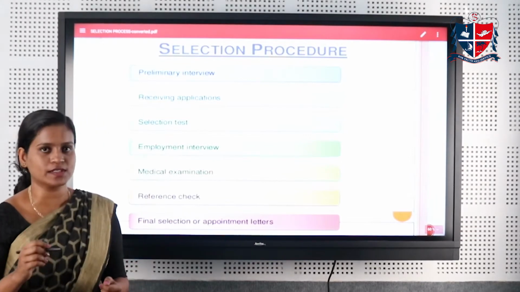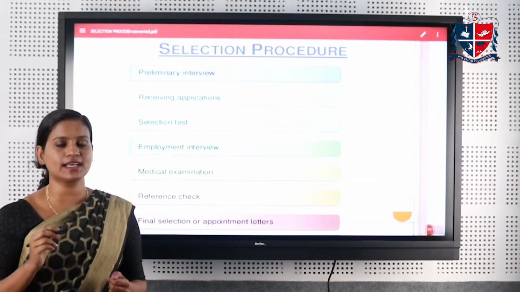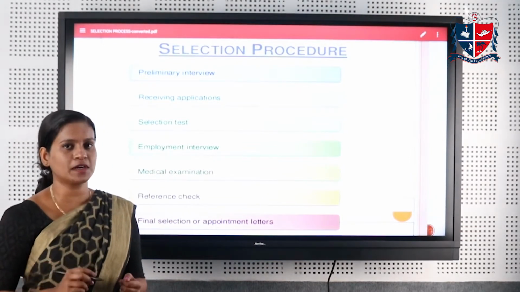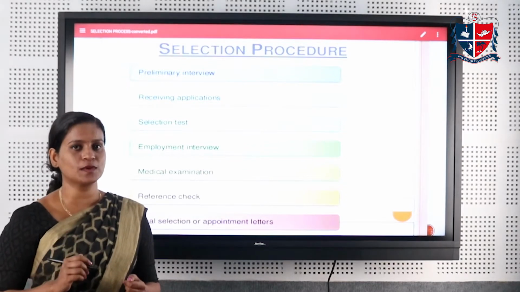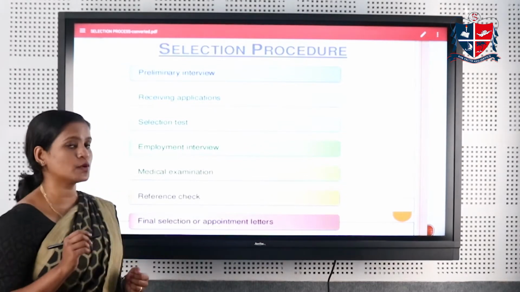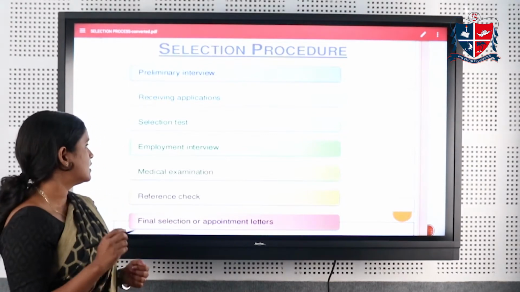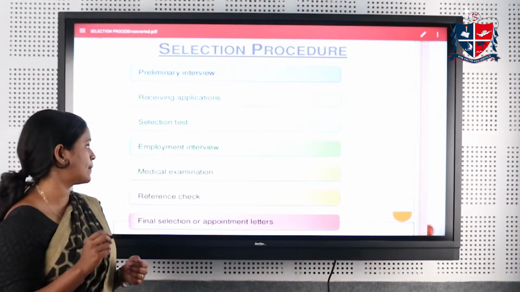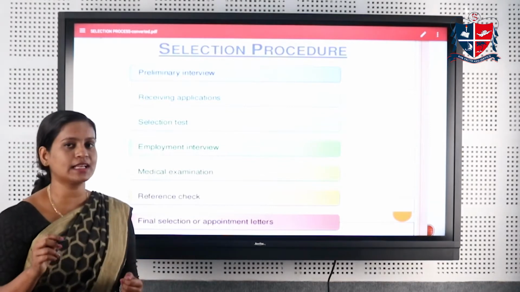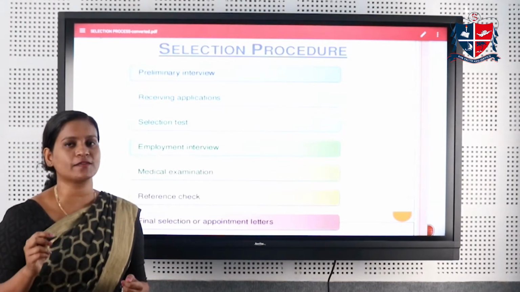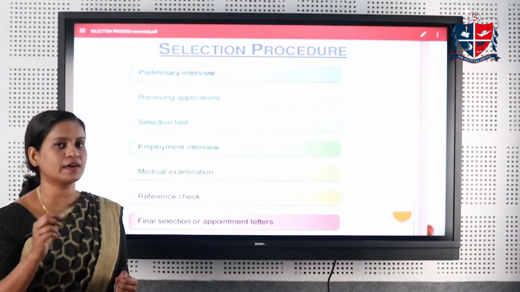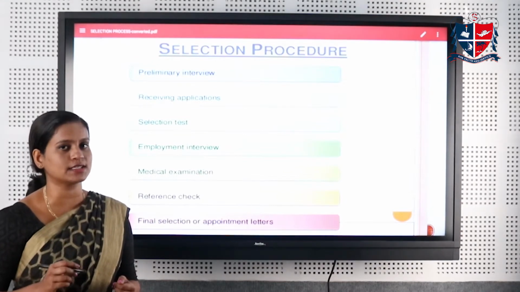Now the selection procedures. In the selection procedure, there are 7 steps. The first one is the preliminary interview. The second is reviewing the application or blank application form. The third is the selection test. Fourth is the employment interview. Fifth is the medical examination. Sixth is the reference check. And the last is the final selection or the appointment letter.